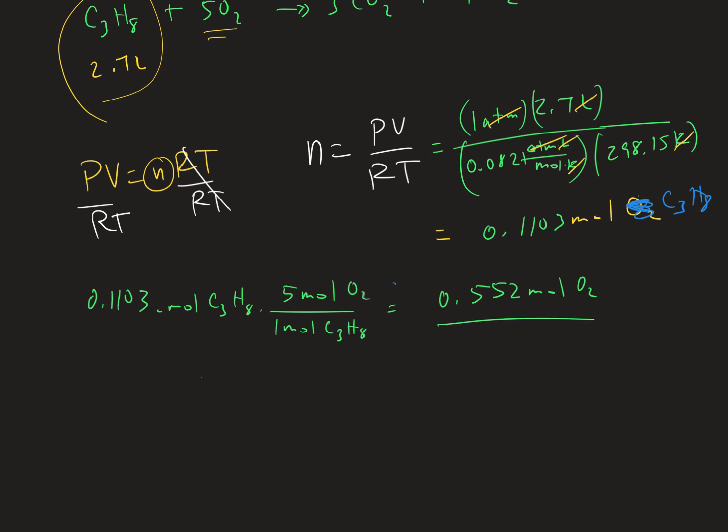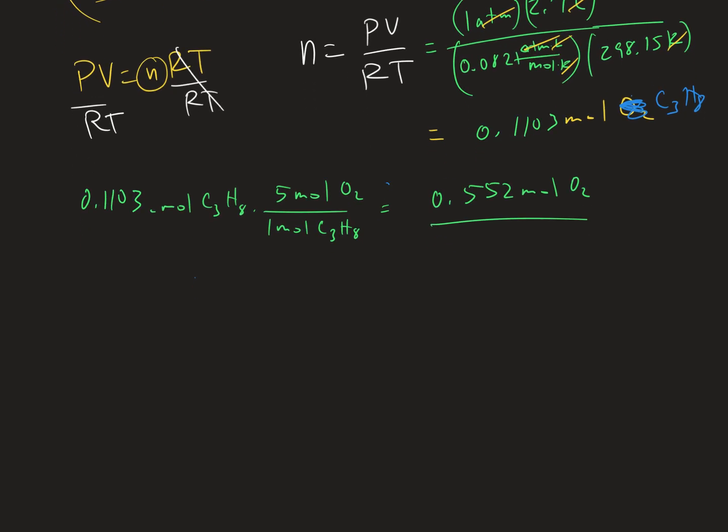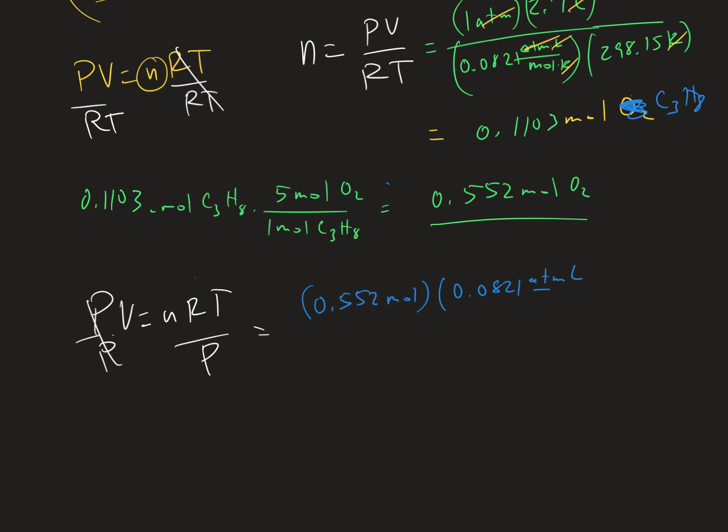Okay? All right, so I have 0.552 moles of O2. Now I can plug this into another PV equals nRT equation. Divide both sides by pressure. And I have 0.552 moles of oxygen. R is 0.0821 ATM liters per mole Kelvin. And temperature is still 298.15 Kelvin. And pressure is still 1 ATM. ATM goes away, moles go away, Kelvin goes away, now I'm left with liters. And I should get 13.5 liters.